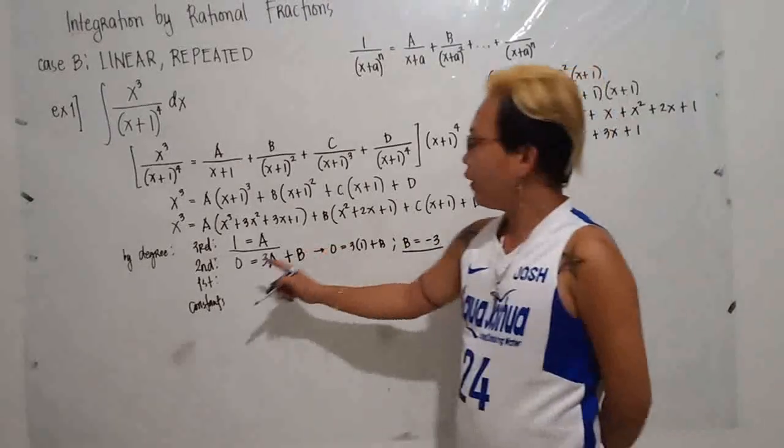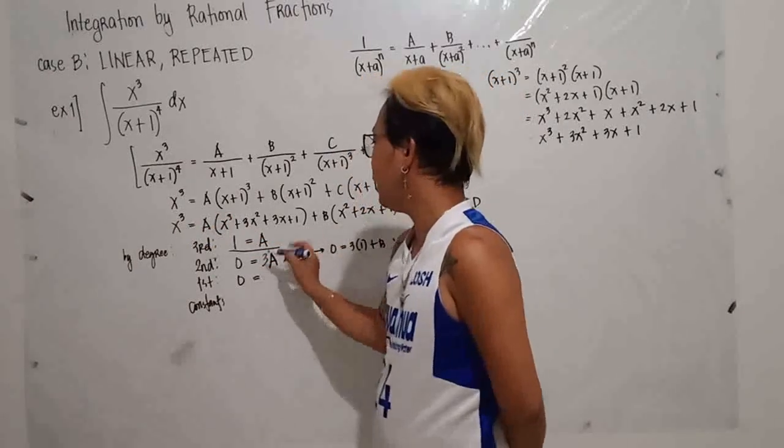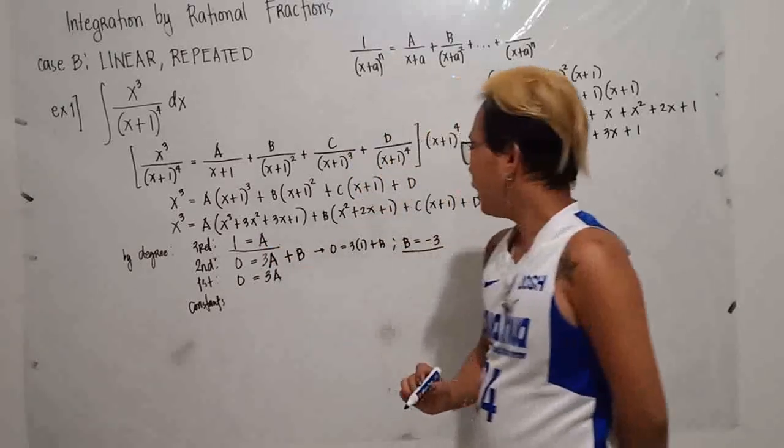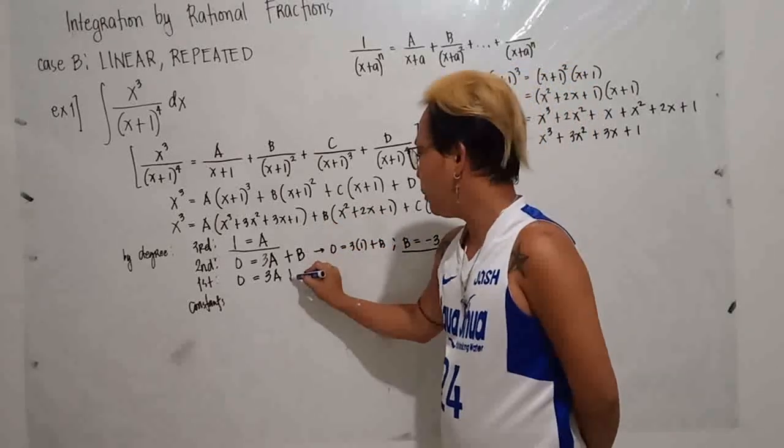Next, for the first degree, wala tayong first degree dun sa side na yun. Dito, you will have 3A. Then the first degree here is 2B.